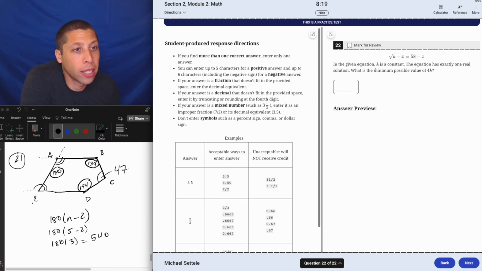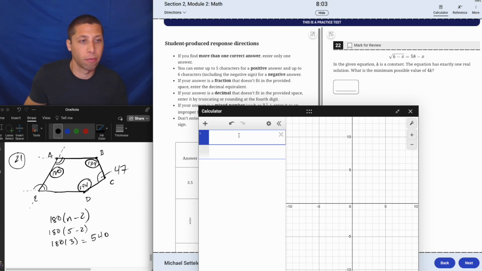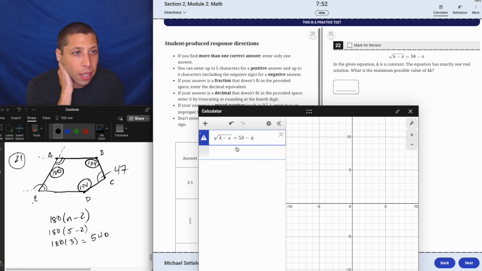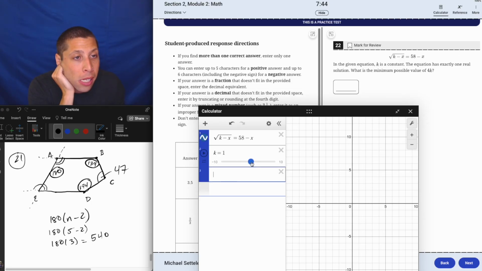All right, in the given equation, k is a constant. The equation has exactly one real solution. What is the minimum possible value of 4k? Okay. Should we graph it? Let's see, I don't know. Square root of k minus x equals 58 minus x. So it doesn't love that because there's no k, but let's just throw up a little k equals 1 and see what happens. Now we get a slider.